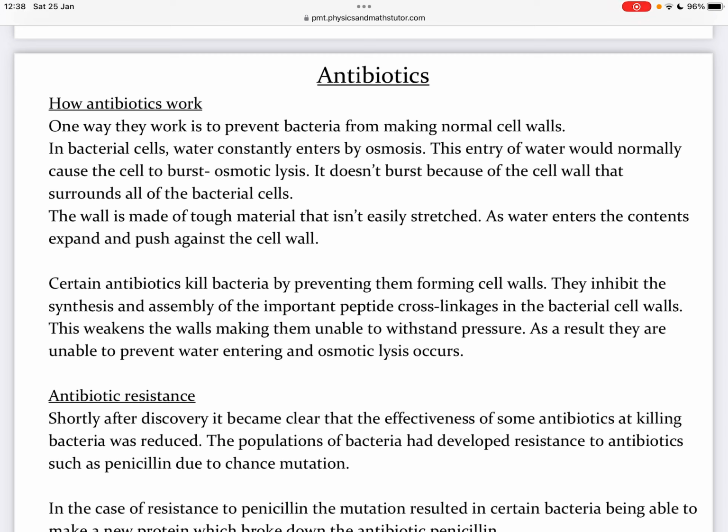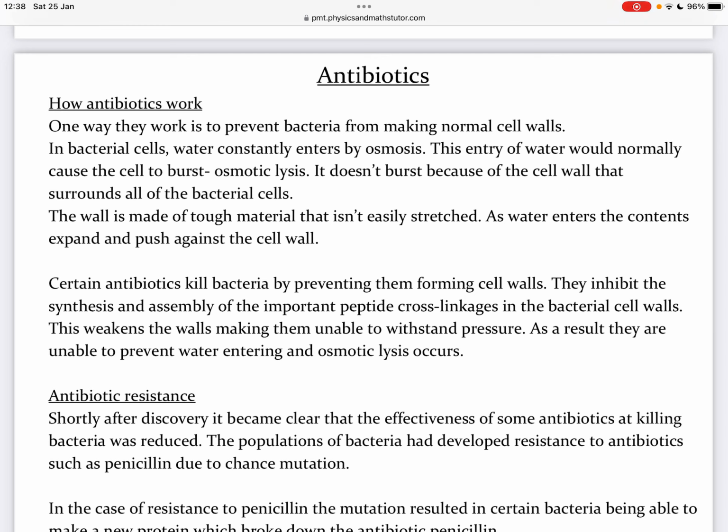This entry of water would normally cause the cell to burst, osmotic lysis. It doesn't burst because of the cell wall that surrounds all of the bacterial cells. This wall is made of tough material that isn't easily stretched. As water enters, the contents expand and push against the cell wall.